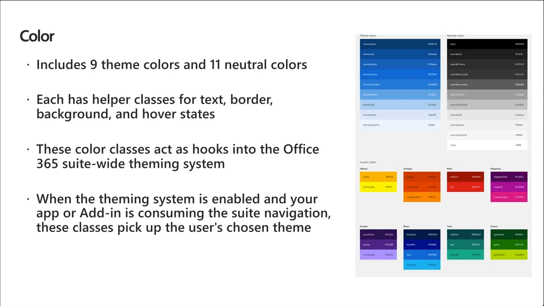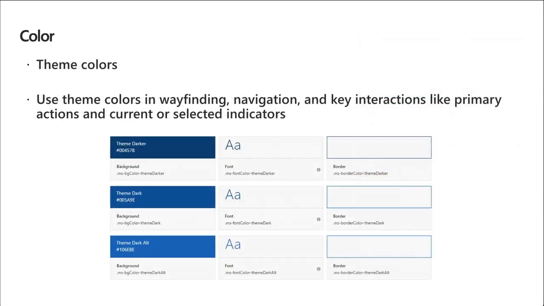For colors, there are 9 themed colors and 11 neutral colors. Each has helper classes for text, border, background, and hover states. And they include color classes that are going to act as hooks in the Office 365 suite-wide theming system. When a theming system is applied and your app or your add-in is consuming the suite navigation, these classes are going to pick up the user's chosen theme, and your application can be themed just like the rest of the hosting application. So my web part isn't always blue. If the theme for my SharePoint site is blue, it'll be blue. If it's yellow, it'll be yellow.